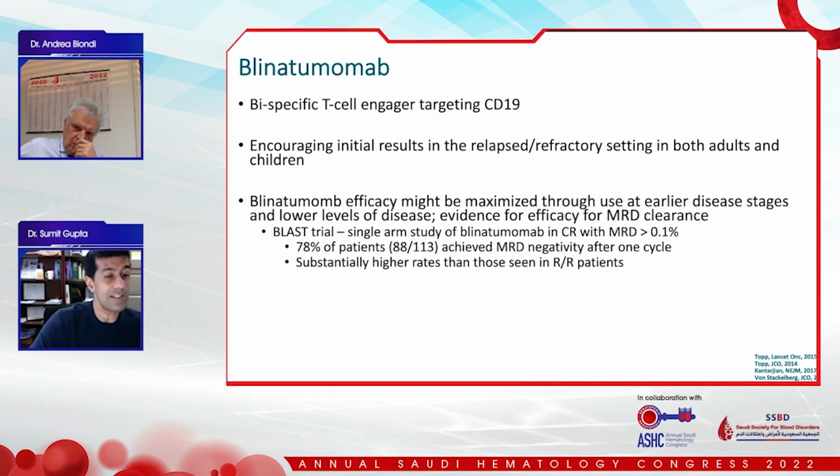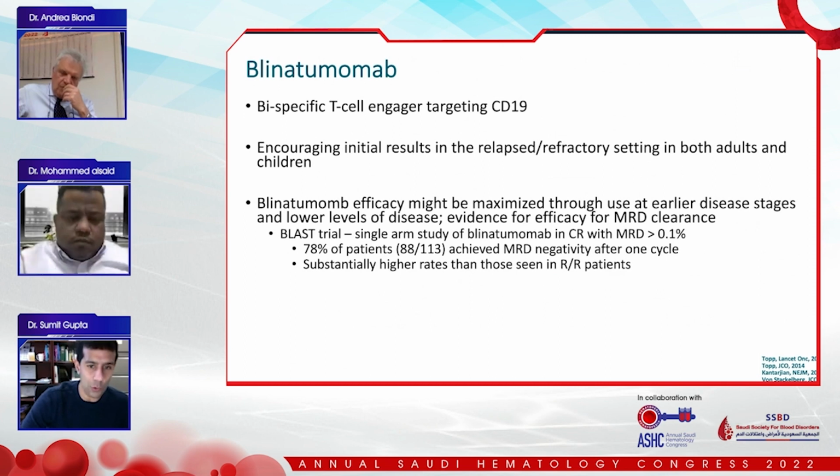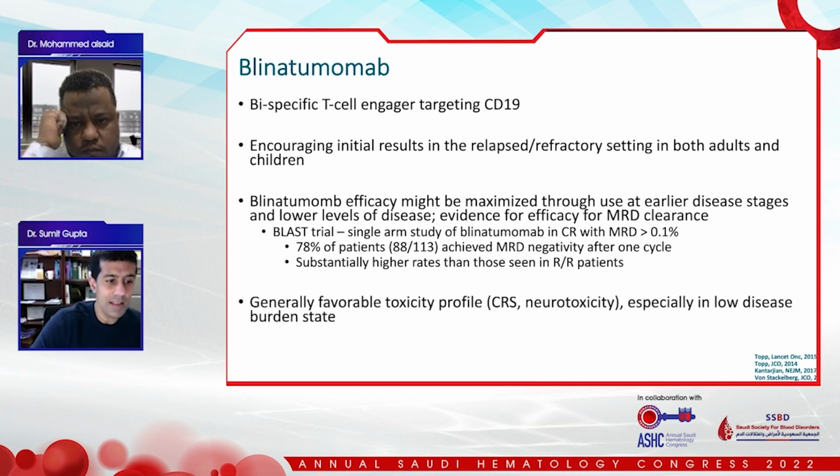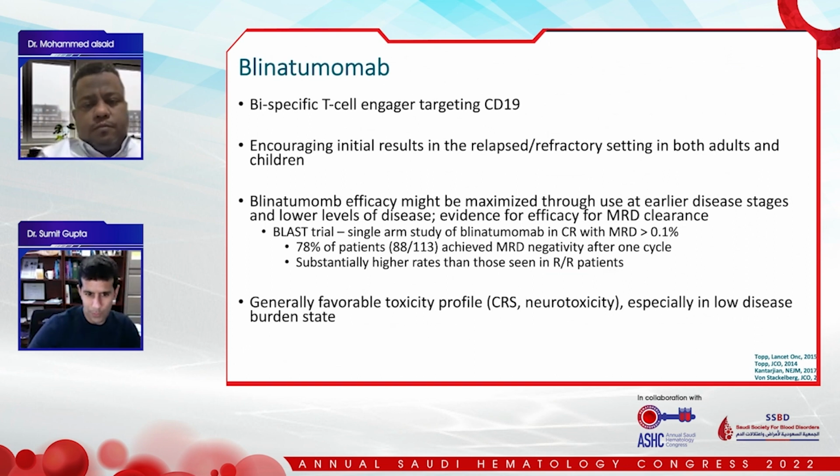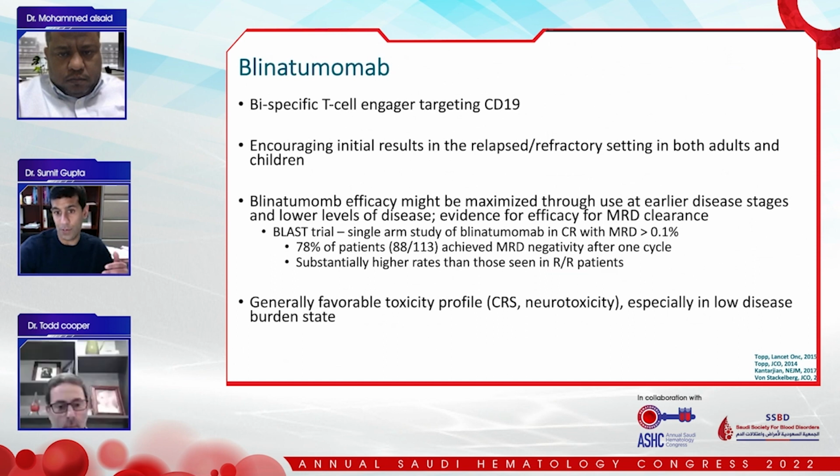And then there were a series of trials that suggested that blinatumomab efficacy might be maximized through its use at earlier disease stages and lower levels of disease, and similarly showing evidence for efficacy of MRD clearance. So the BLAST trial was the quintessential New England Journal adult trial that showed that MRD clearance was something that blinatumomab was actually pretty good at. At the same time, as I mentioned before, it also has a generally favorable toxicity profile. We're probably all aware of cytokine release syndrome and neurotoxicity, but those tend to be pretty rare, particularly in patients who have low levels, and particularly MRD levels of disease when they are given their blinatumomab.